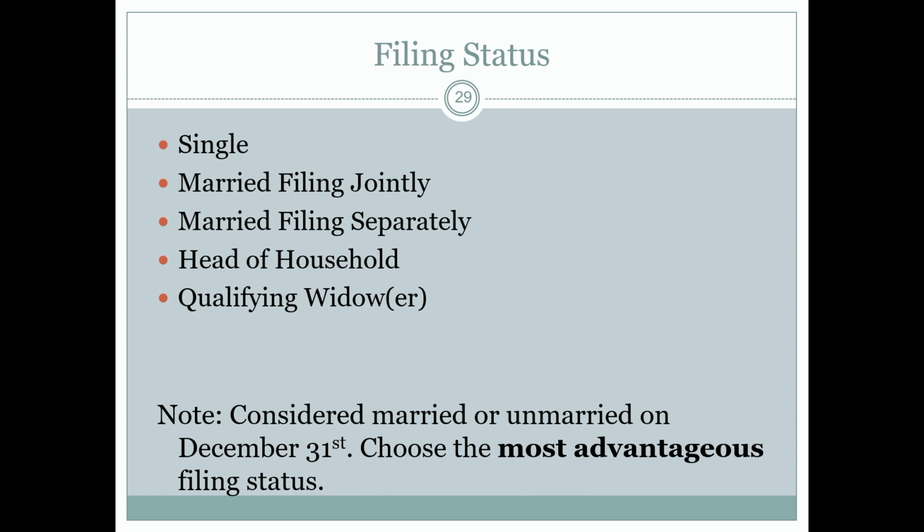Determining the correct status is a critical component in preparing the tax return because it affects the amount of tax as well as other credits that the taxpayer may be entitled to, which ultimately affects the amount of refund or the balance due that's going to be reflected on the tax return. So we will discuss each one of the filing statuses separately.